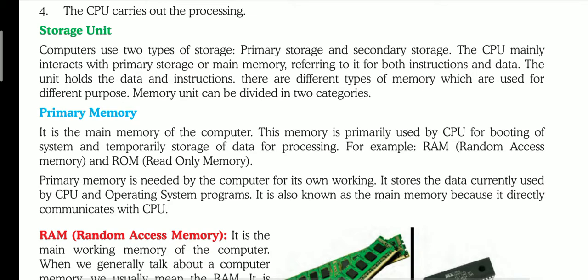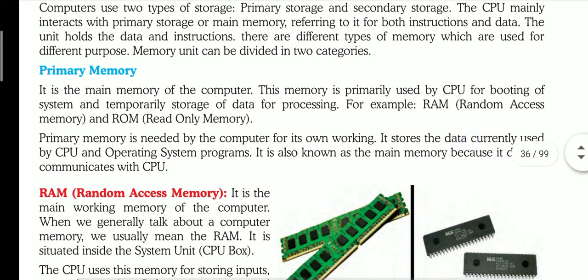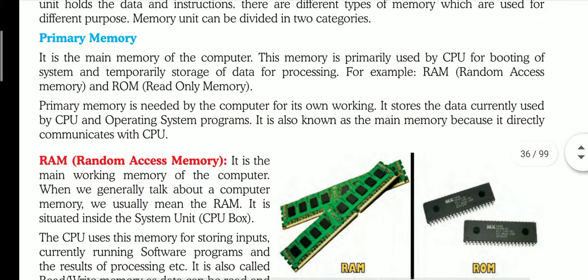There are different types of memory which are used for different purposes. The memory unit can be divided into two categories: primary memory and secondary memory. Primary memory is the main memory of the computer. This memory is primarily used by the CPU for booting the system and temporary storage of data for processing. For example, RAM and ROM, random access memory and read-only memory. Both are primary memory.